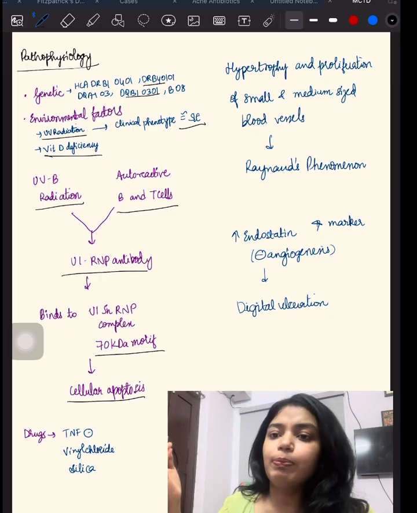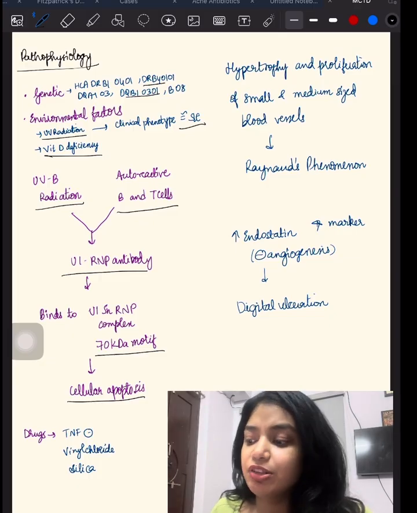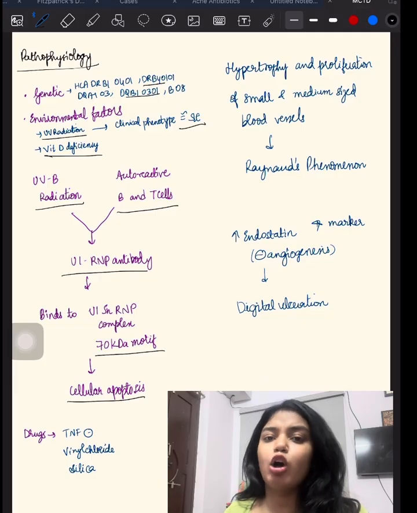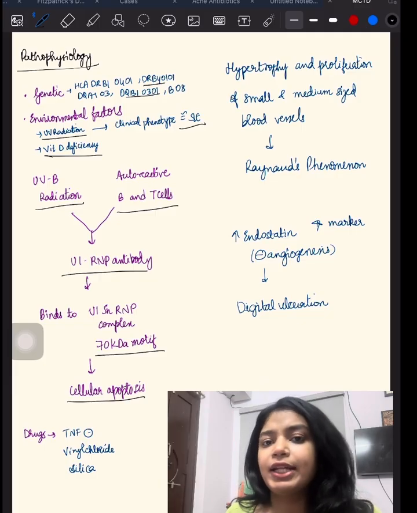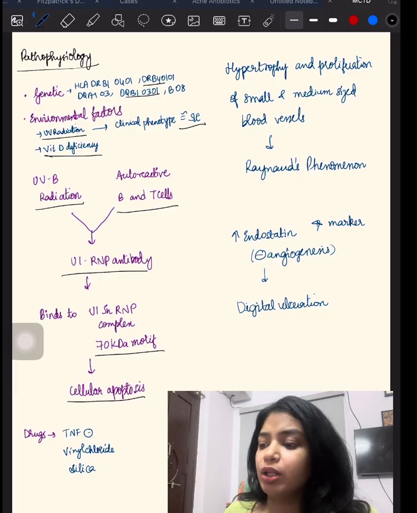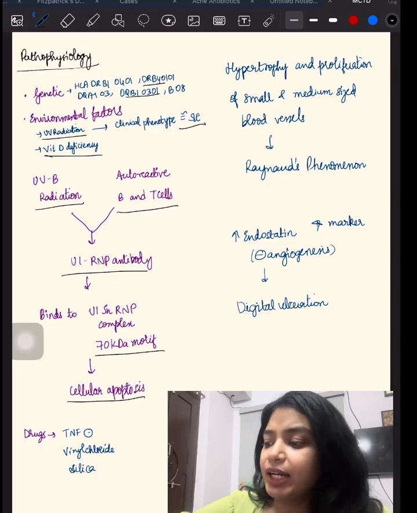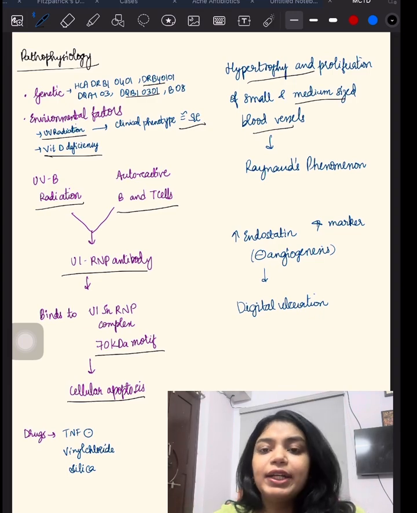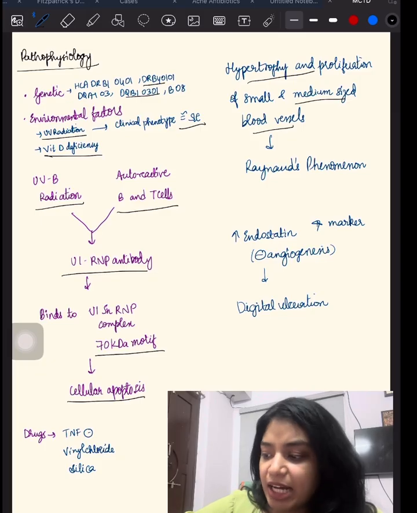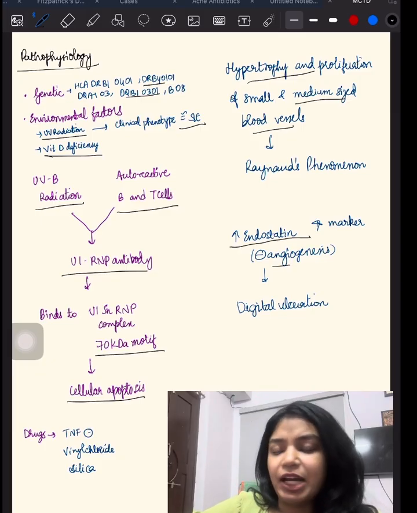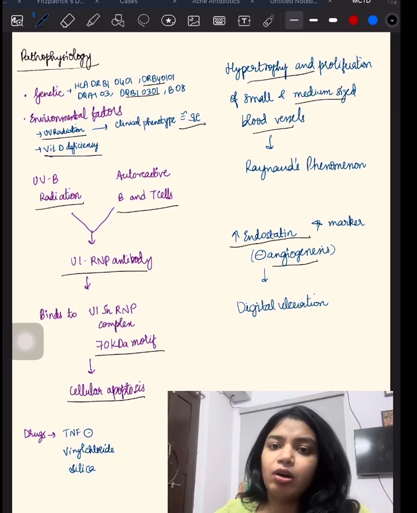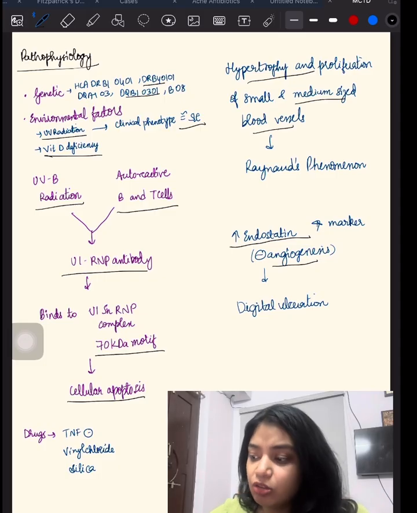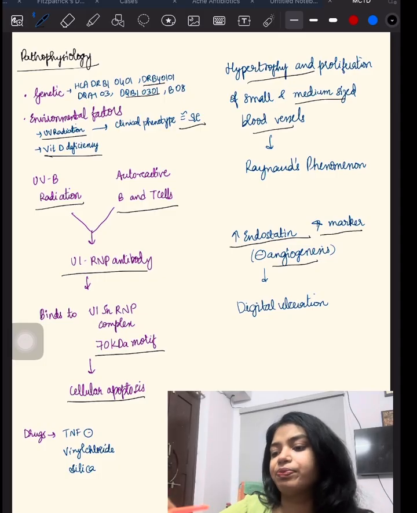Now what is the histopathology that we see usually in the blood vessels? The most common clinical finding we find in MCTD patients is Raynaud's phenomenon. In Raynaud's phenomenon we find hypertrophy and proliferation of small and medium sized blood vessels. Here we also find digital ulceration, that is because of an increase in endostatin. It is an inhibitor of angiogenesis, thereby causing digital ulceration. Now it is also considered as a marker.